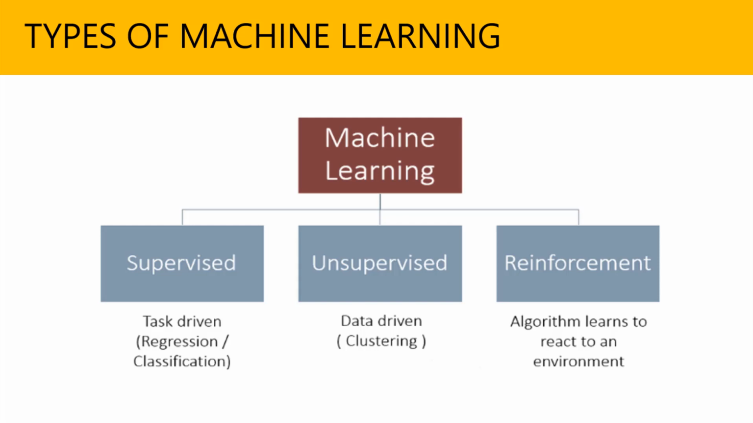And unsupervised is data driven because in unsupervised you don't have labeled data. In other words, you don't have structured data in column or row format. Well, you may have it in Excel format, but it's just raw data, right? And then reinforcement is where we use an agent that learns as it moves through a maze, for instance, learning at each step. So in reinforcement, the algorithm learns to react to the next step or the environment.